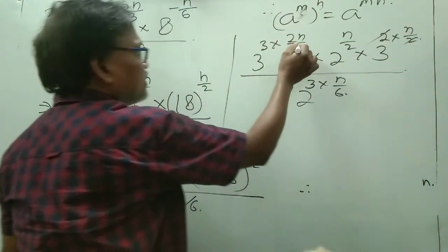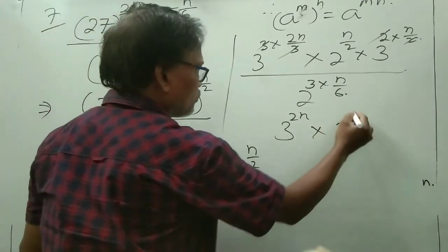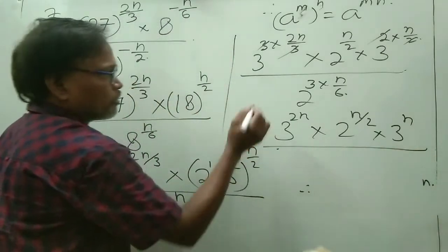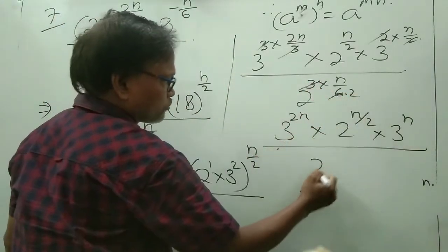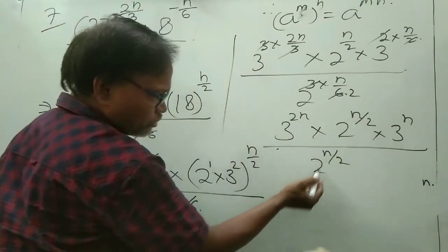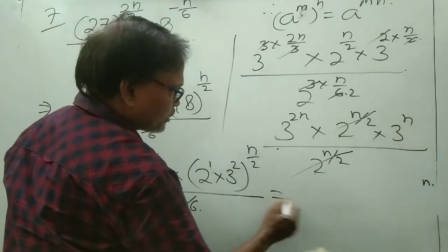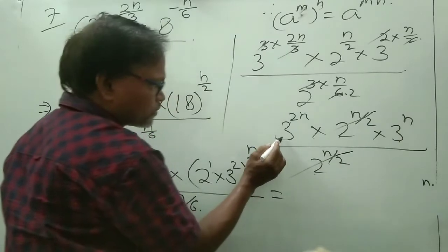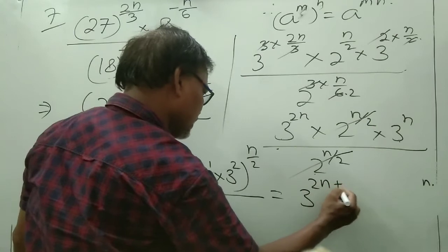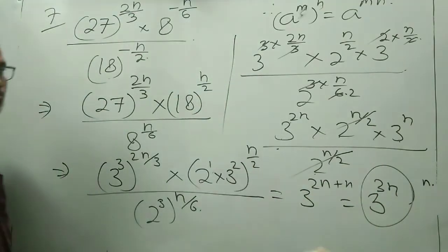Here 2 cancels, 3 cancels. You will have 3 to the power 2n, 2 to the power n by 2 and into 3 to the power n, whole upon 3 to the power 6, that is 2 to the power n by 2. Now you can see 2 to the power n by 2 and 2 to the power n by 2 are in multiplication and division, so you can cancel it. And 3 to the power 2n, 3 to the power n, because the bases are the same, the powers you can add. So 2n plus n, that is 3 to the power 3n. This is the answer in simplest form.